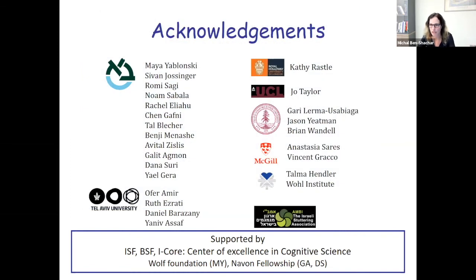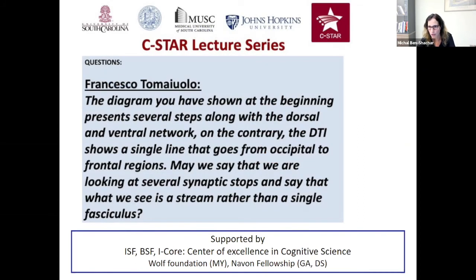Next question is from Francesco Tomaiolo. The diagram you've shown at the beginning presents several steps along the dorsal and ventral network. On the contrary, the DTI shows a single line that goes from occipital to frontal regions. May we say that we're looking at several synaptic stops, and that what we see is a stream rather than a single fascicle? I would say definitely.